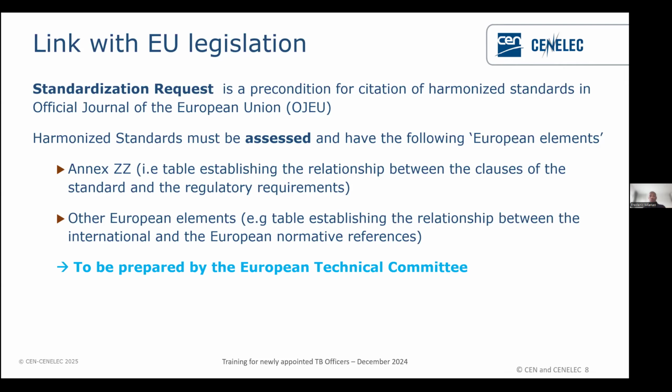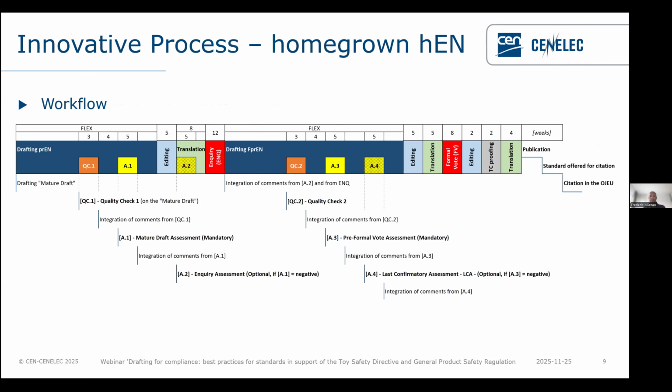Now we know what is a harmonized standard and more or less what is an Annex Z. We will go to the processes for drafting a harmonized standard. And so we'll start with the innovative process for homegrown harmonized standards. So you have here the timeline and the complete process. It starts with the CCMC quality check, where within CCMC we do a first check on the mature draft.